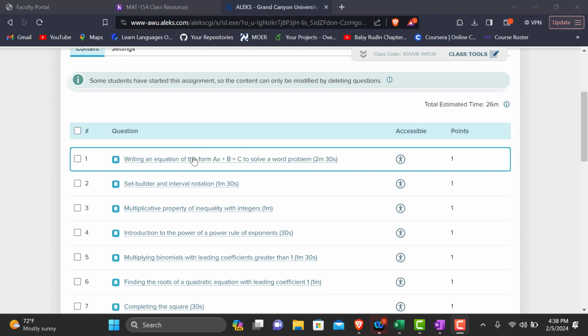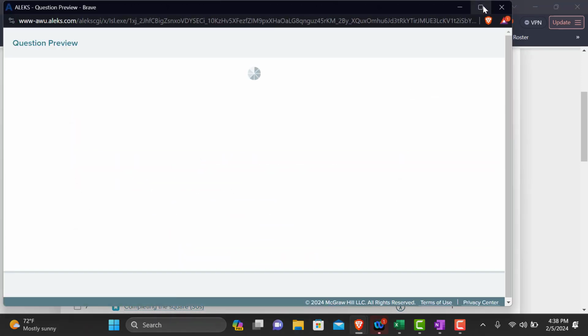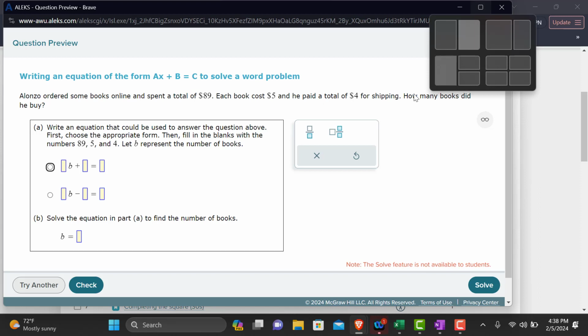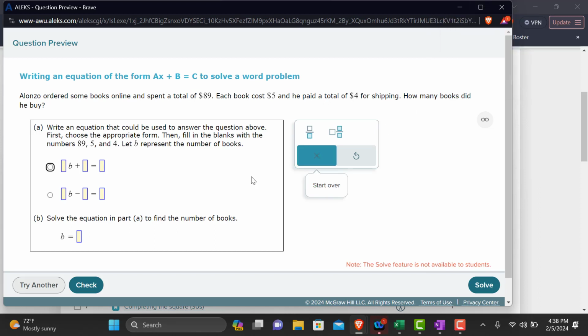Right, so we'll start on number 1. And I'm going to go back and forth here to this and then OneNote. It says, Alonzo ordered some books online and spent a total of $89. Each book costs $5. So when it says each book, you could think of that as a variable cost. For every book that he buys, it's another $5. And he paid a total of $4 for shipping. $4, you could think of this as a fixed cost. Doesn't matter how many books he sends, right? He's going to pay that $4.